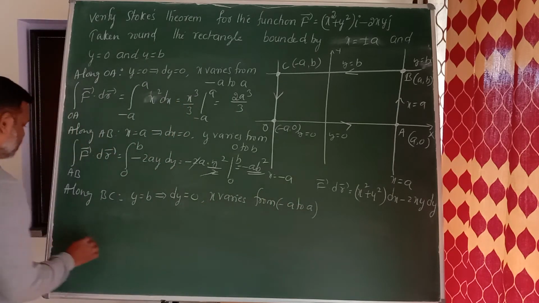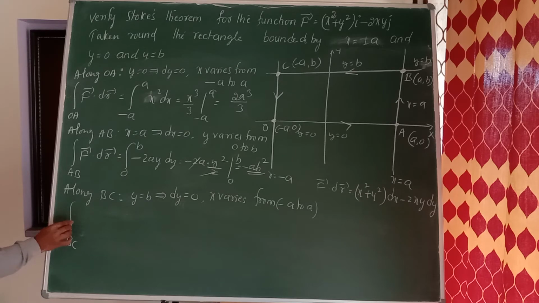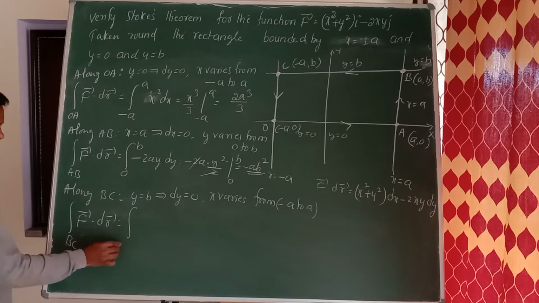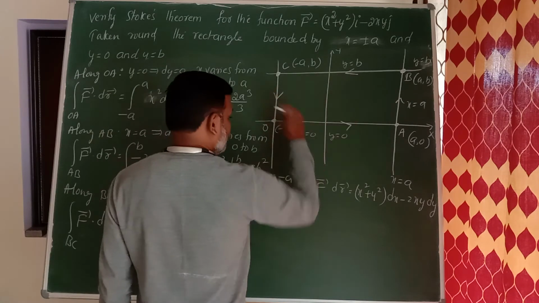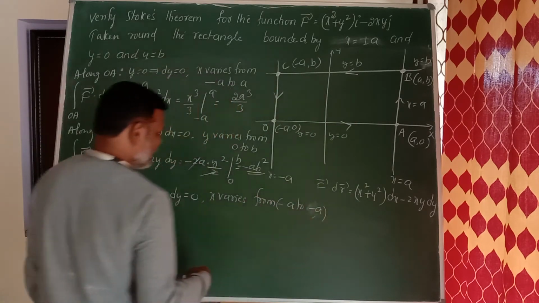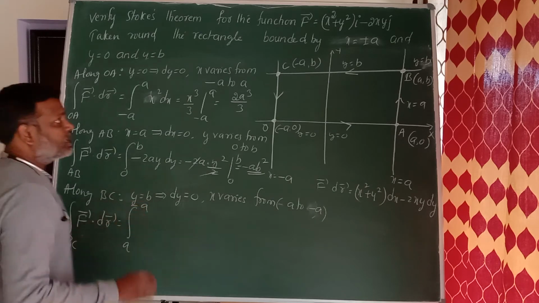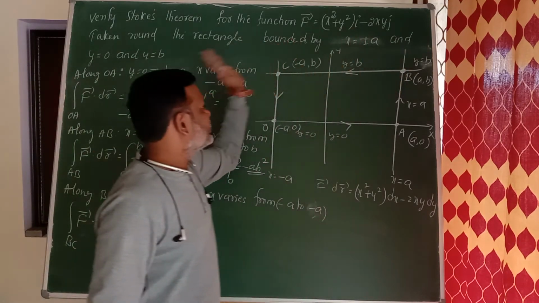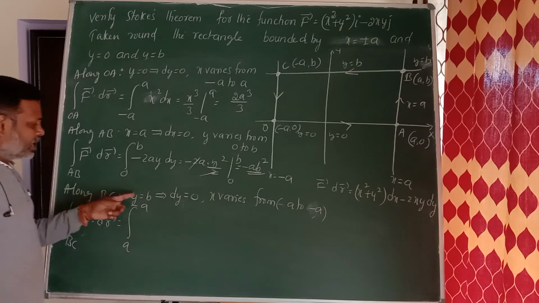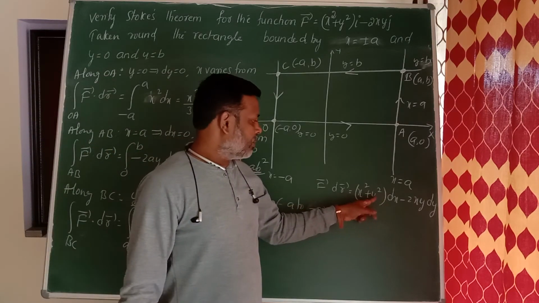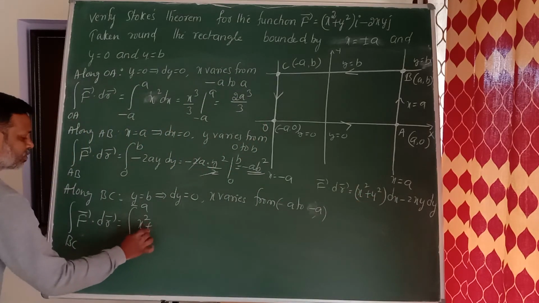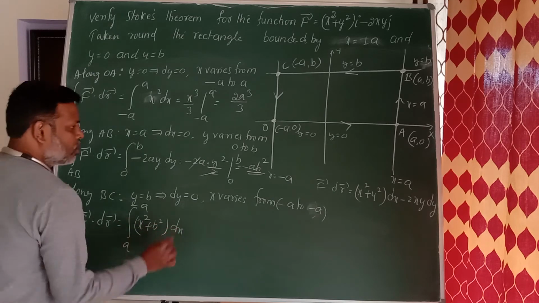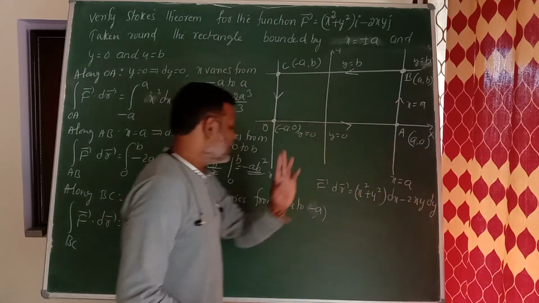Now we have to take the integral along the curve BC, the integral of F dot dr. That is BC, from where to where? Not from minus a to a; this is from plus a to minus a. Here x is equal to a, and here x is equal to minus a. Here y is equal to b, so the integrand becomes x square plus b square into dx. What happens to dy? dy is equal to 0, so that entire term becomes 0.